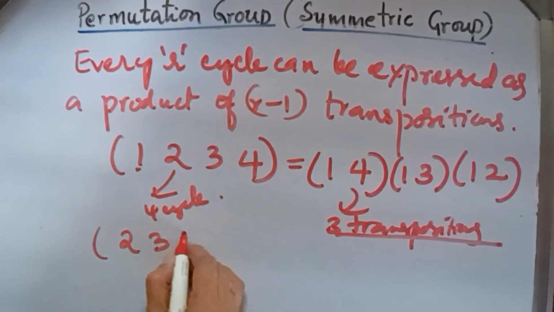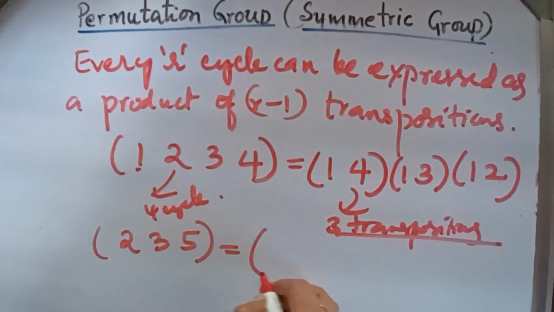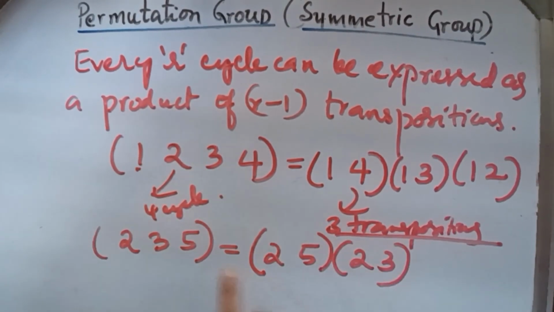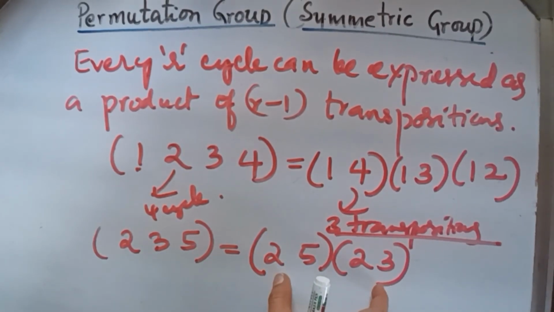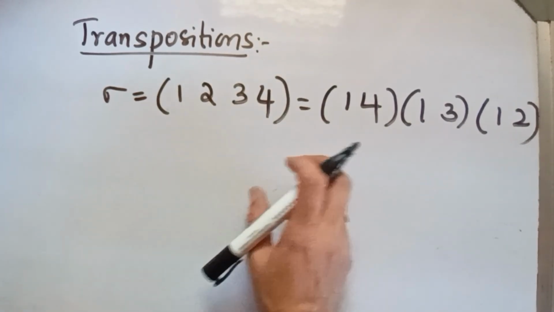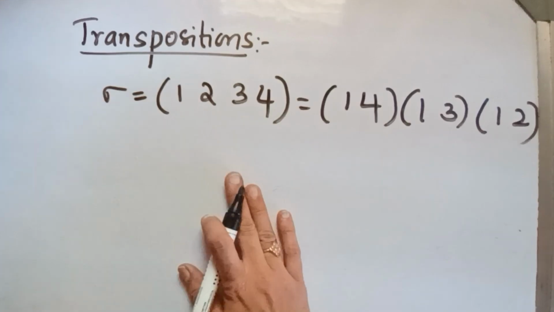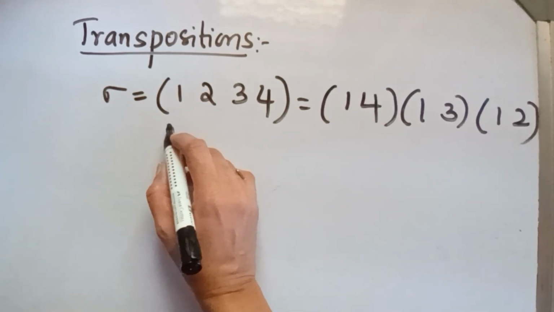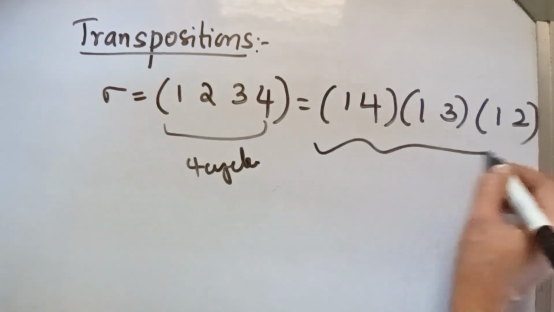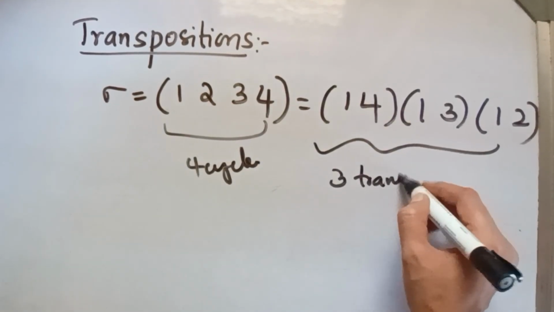Similarly, (2 3 5). This is 2 goes to 3, 3 goes to 5. So (2 5) and (2 3), a product of 2 transpositions. This is a 3-cycle written as a product of 2 transpositions. I told you every r-cycle can be expressed as a product of r minus 1 transpositions. So this was the example. This is a 4-cycle, represented as a product of 3 transpositions.